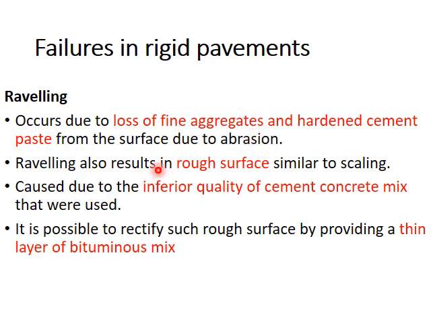Also, raveling gives a rough surface for the pavement, and it is caused due to inferior quality of the cement concrete mix, and also it can be rectified by providing a thin layer of bituminous mix over the cement concrete pavement slab.